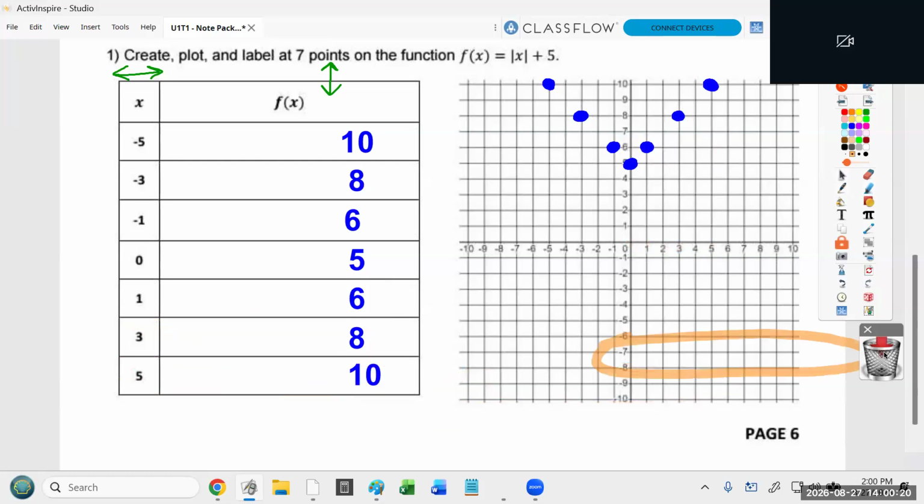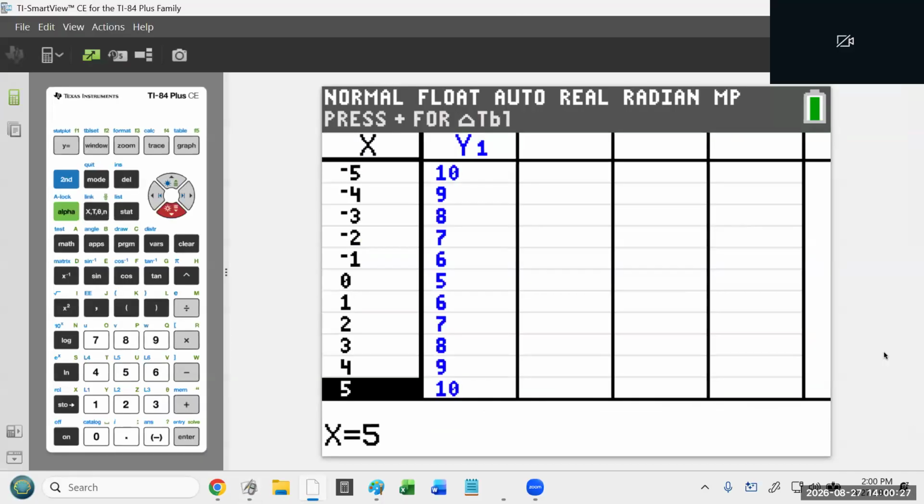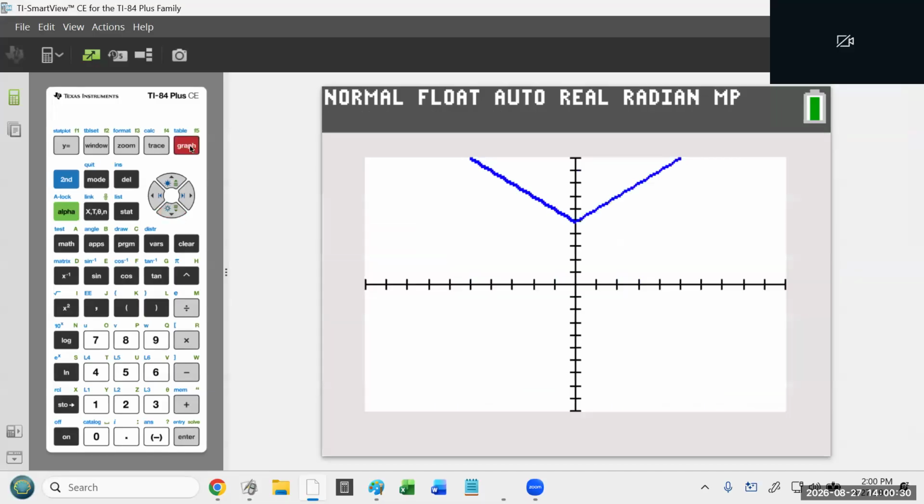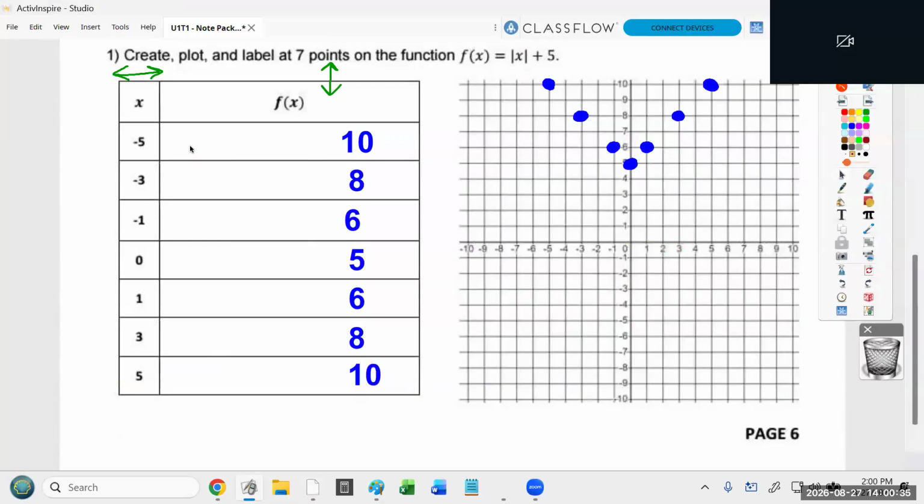Now, once you have all your points graphed, if you're wondering what the heck that is supposed to look like, I'll show you how to do this in the calculator with the next example. You can just hit graph and you can see the thing that you're trying to create. So now I know it's just supposed to be a v, which is how pretty much all absolute value functions end up looking. So please make sure your paper looks like this. You should have these numbers. You should have this graph with those points. That's what should be on your paper. So you can erase that because what I want is just those points.